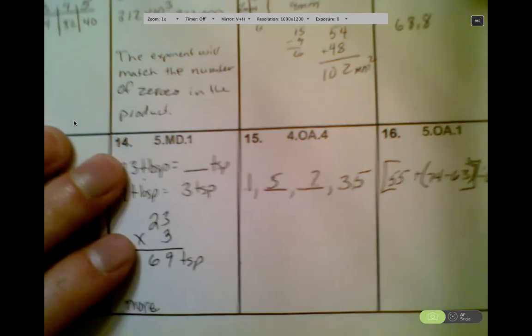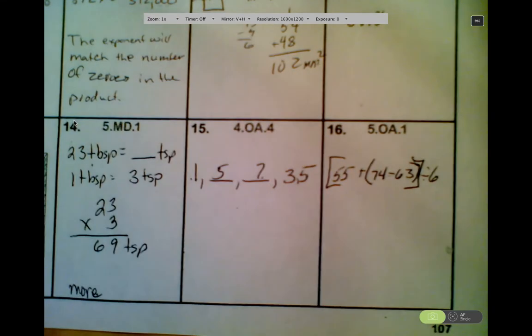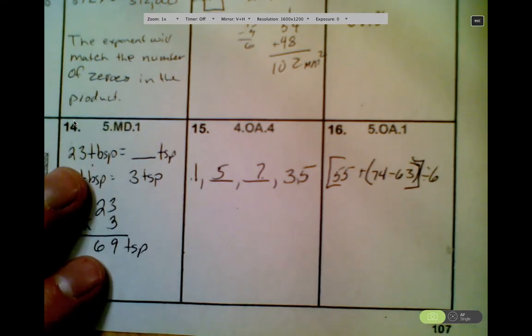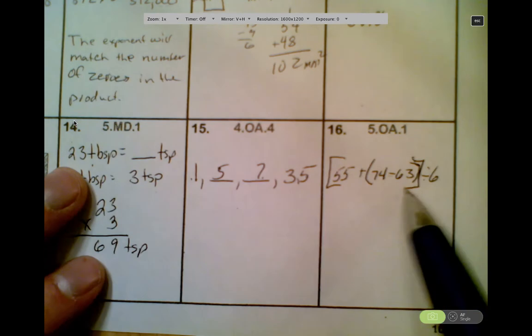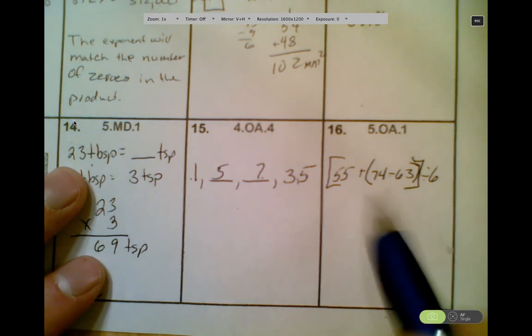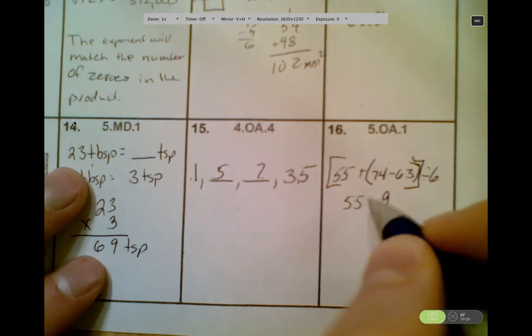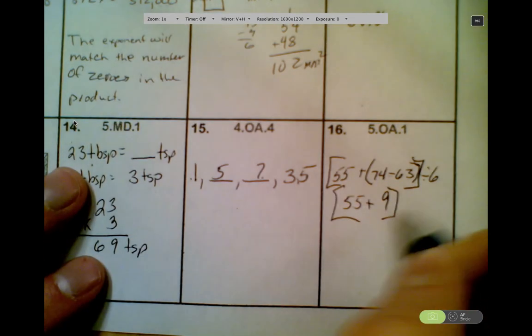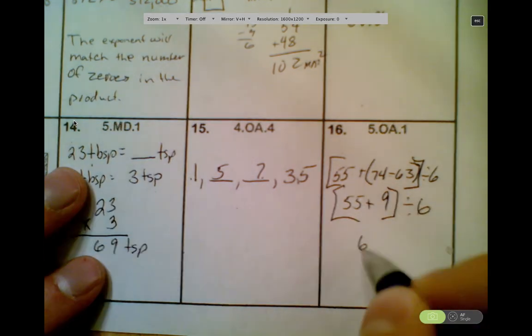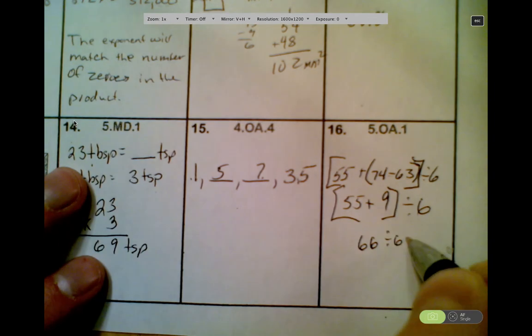And finally, 16, we got a whole bunch of brackets and parentheses here. We're going to follow order of operations. I'm going to look inside my bracket first. Inside my bracket, I have parentheses, so I'll do that first. That gives me 9. I'm going to do 55 plus 9 and divided by 6. That gives me 66 divided by 6 is 11.